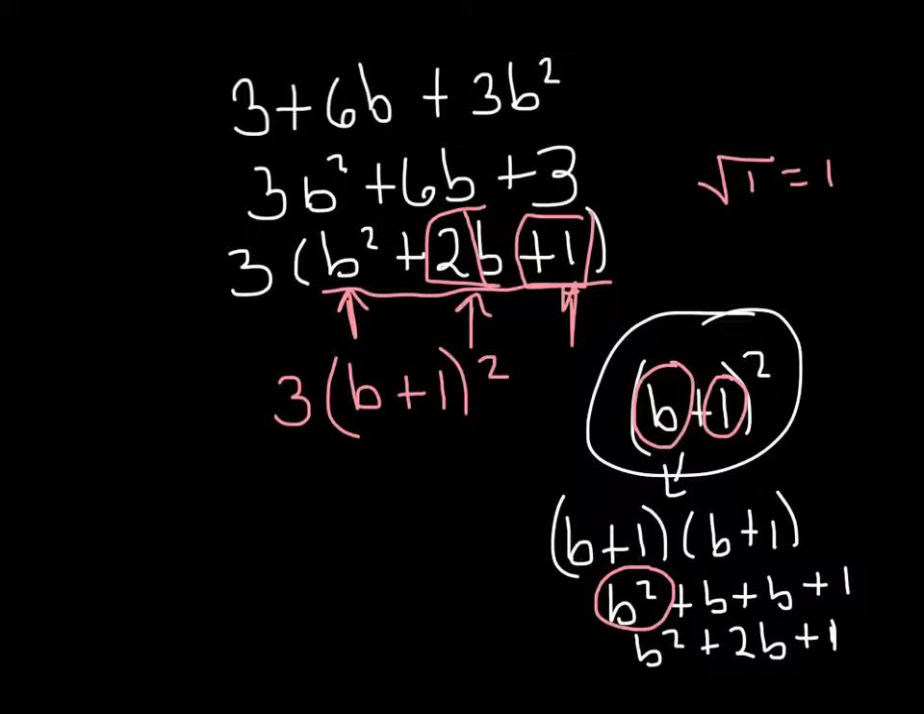Doubling this as your middle term's coefficient, and then squaring this for your last term. And so it's just a simple matter of recognizing this as a perfect square trinomial and going straight to this. And if you need to experiment with it, that's fine.